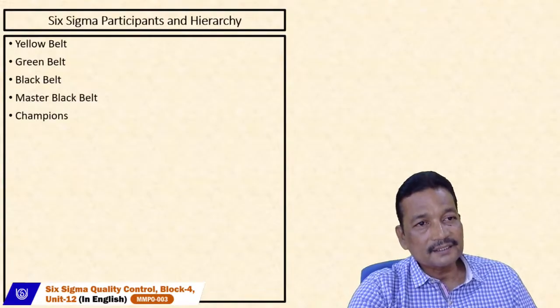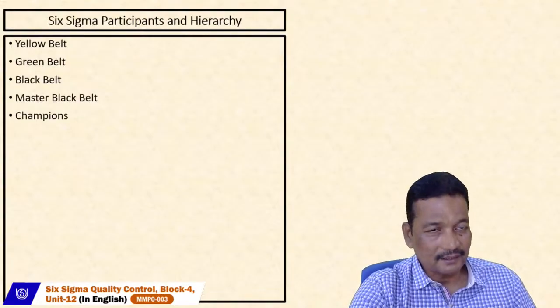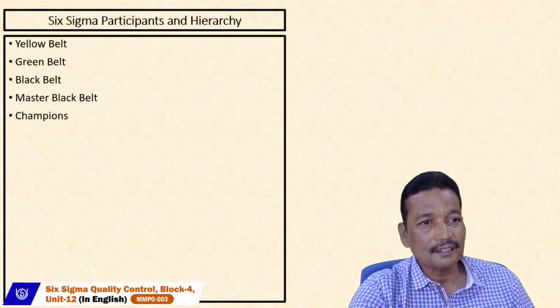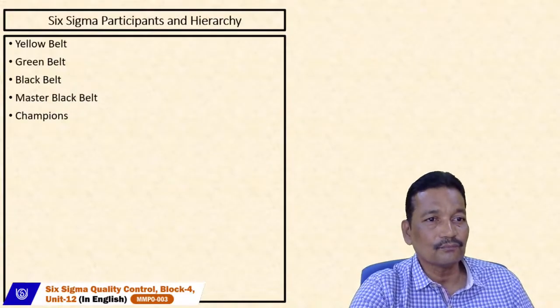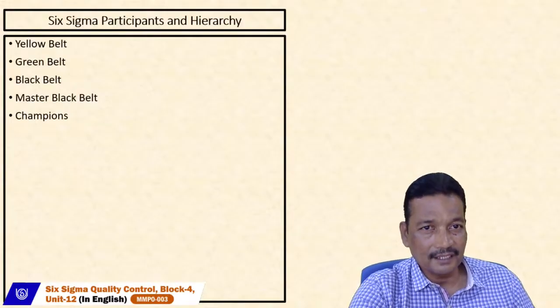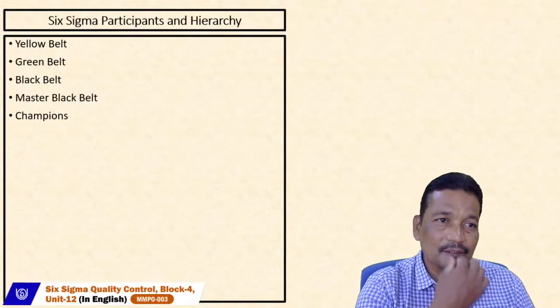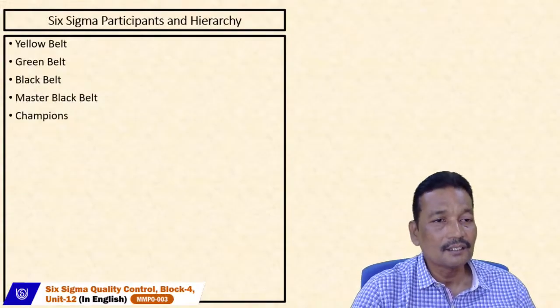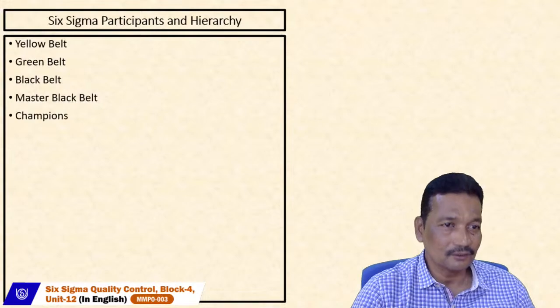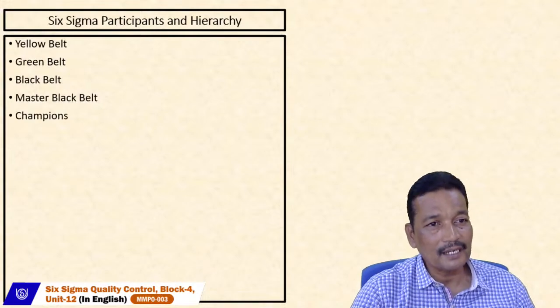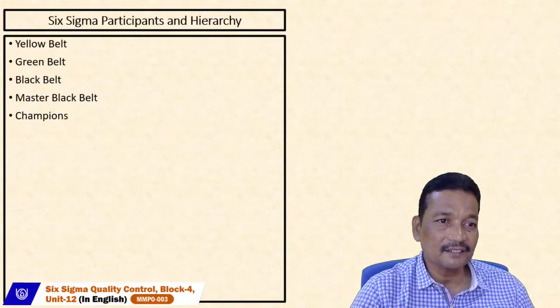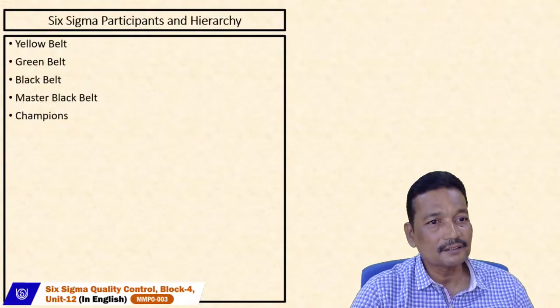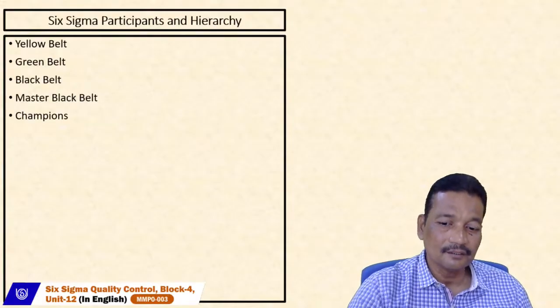When you are applying the Six Sigma philosophy to an organization, the participants are usually categorized into 5 categories in the hierarchy. You start with the lowest, yellow belt, that means the general workers. Then the green belt, the supervisors. Then black belt, divisional managers. And master black belt, functional managers. And champions, the management, who will back the Six Sigma.